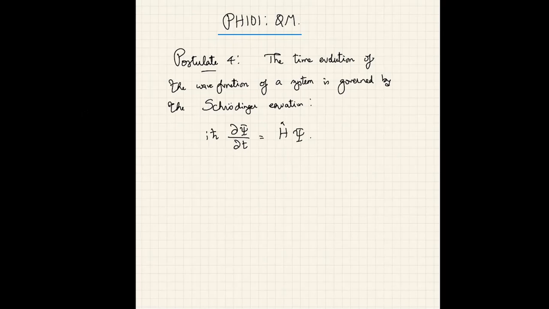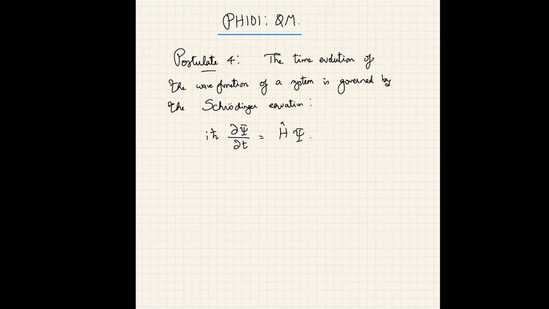Okay, given psi at time t equal to 0, how do you calculate psi at time t equal to 5 seconds? The answer is given by solving the Schrodinger equation. Schrodinger equation tells you the time rate of change of the wave function psi. So the left-hand side of this equation is the time rate of change of the wave function psi, and the right-hand side of this equation is the Hamiltonian operator H acting on the wave function psi. Okay, so what is the Hamiltonian operator?